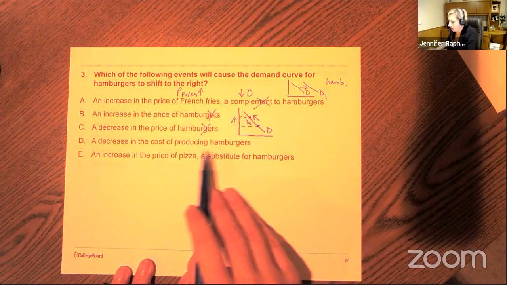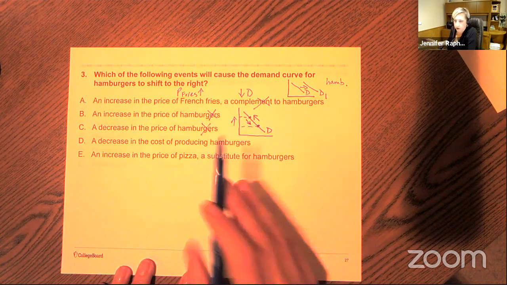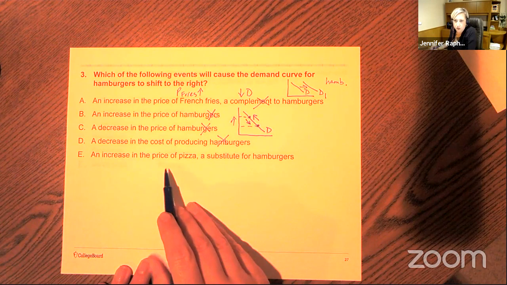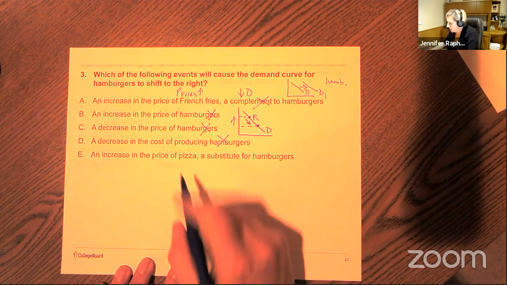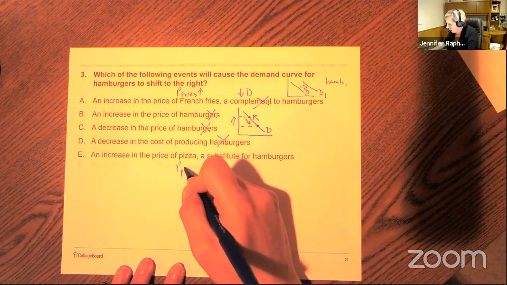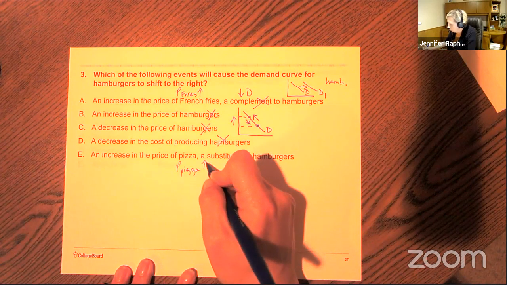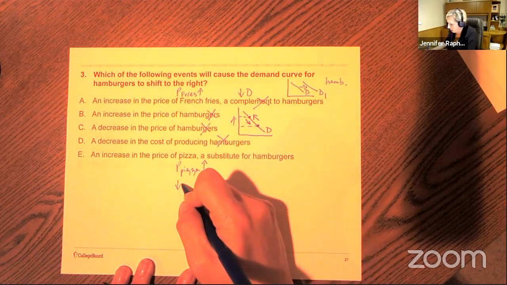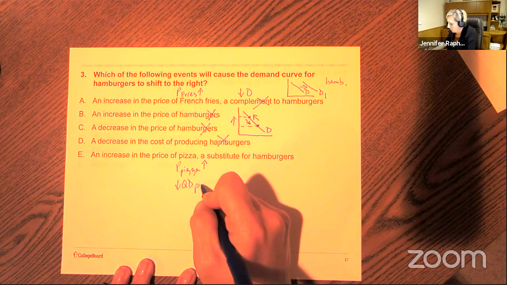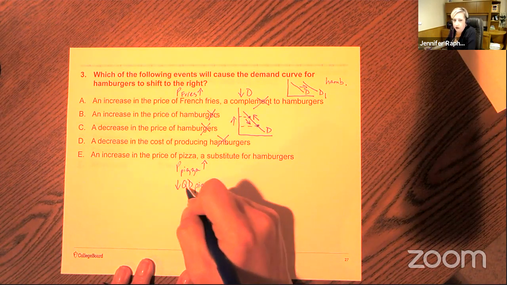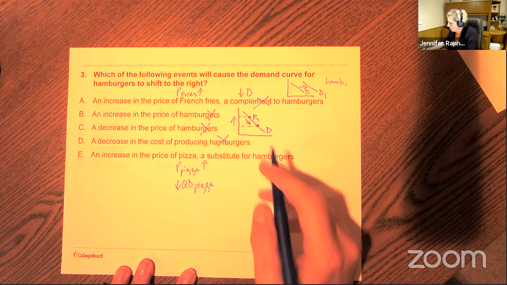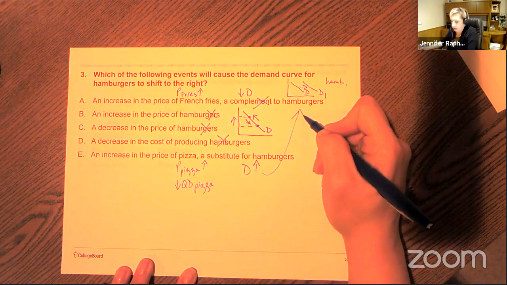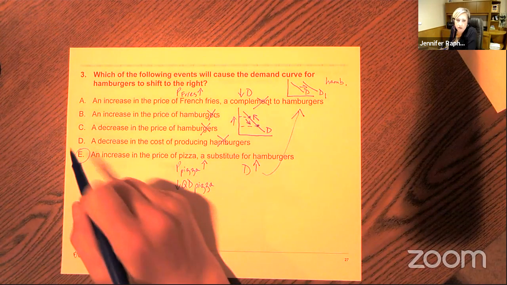How about a decrease in the cost of producing hamburgers? That's going to shift the supply curve. And so this must be the right answer, but we can show that it's true. When the price of pizza goes up, if hamburgers are a substitute for pizza, you're going to have a decrease in the quantity demanded of pizza. And if you're going to substitute away from pizza for hamburgers, then the demand for hamburgers is going to increase, which is what we were looking for in the first place. So E is the right answer.